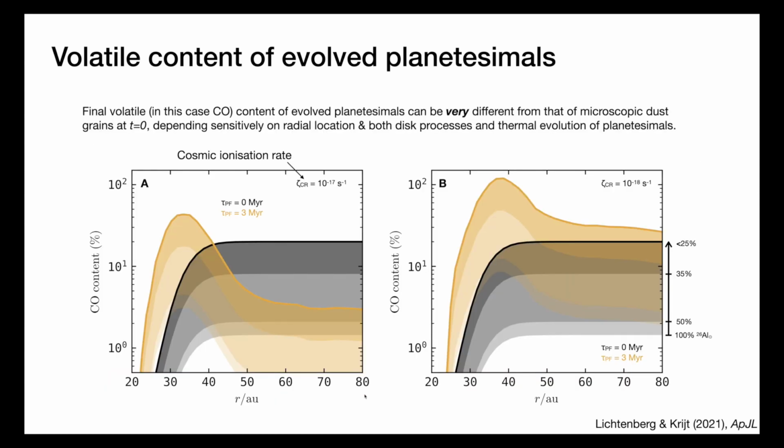On the next plot, we compare different heating rates, which are displayed by different shadings and different cosmic ionization rates of the disk, which drive the disk chemistry. The black cases show the final CO content for planetesimals forming at time 0 of the disk, effectively negating disk processes like chemical processing and radial transport of pebbles. The yellow cases show when planetesimals are formed at 3 megayears instead, when such processes are given time to occur.